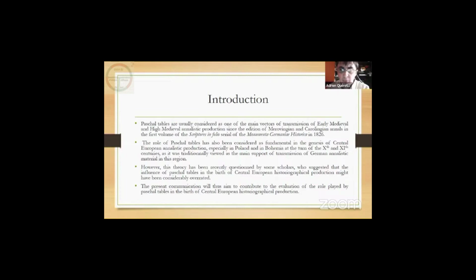The role of Paschal tables is also considered fundamental in the genesis of Central European, and by Central European, I mean Polish, Czech, and Hungarian annalistic production, especially in Poland and in Bohemia at the turn of the 10th and 11th centuries, as it was traditionally viewed as the main support of transmission of German annalistic material in this region. However, this theory has been recently questioned by some scholars who suggested that the influence of Paschal tables in the birth of Central European historiographical production might have been considerably overrated.